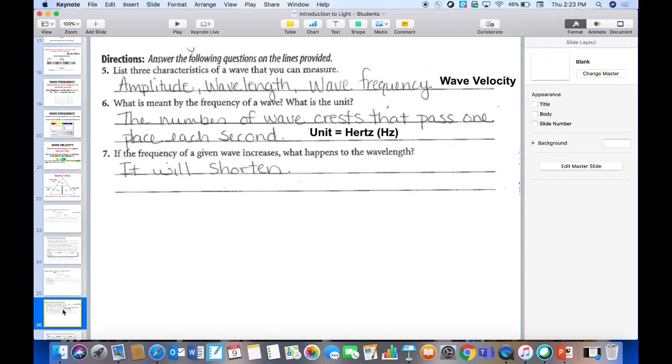Number 7 states, if we have the frequency of a wave and we notice it increase, what is going to happen to that wave's wavelength? Again, going back to the electromagnetic spectrum, those high frequency waves, X-rays, gamma rays, you should have noticed that as you increase frequency, the wavelength becomes shorter. That should make sense because if you have a high frequency wave, more waves are passing a point each second. In order for that to happen, the wavelength needs to be shorter. That distance between each of the waves needs to be a small value to have a high frequency wave.